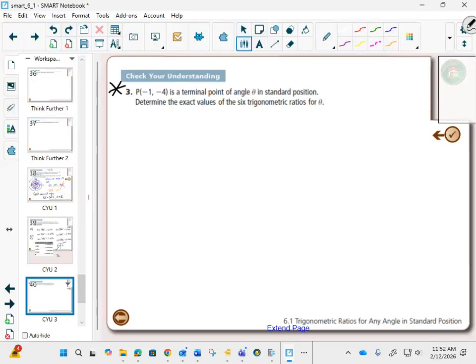Example 3. Put a star beside it. These kind of questions come up a lot. The point -1, -4 is a terminal point of an angle in standard position. A terminal point is a point that happens to be on the terminal arm. Determine the exact values of all the 6 trig ratios for theta.